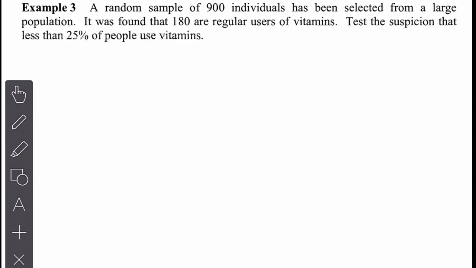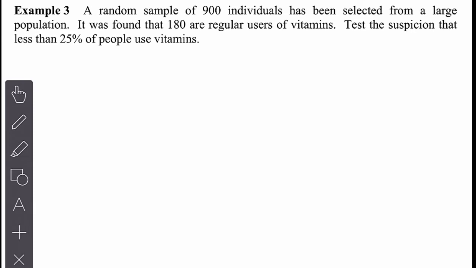It says example 3 because it's the third in the series, in the row. It's the third column of the fourth set of formulas on the formula sheet. Okay, so a random sample of 900 individuals has been selected from a large population. It was found that 180 are regular vitamin users. Test the suspicion that less than 25% of people use vitamins.